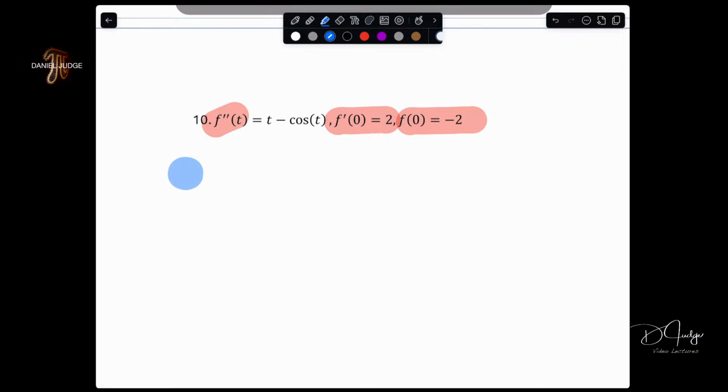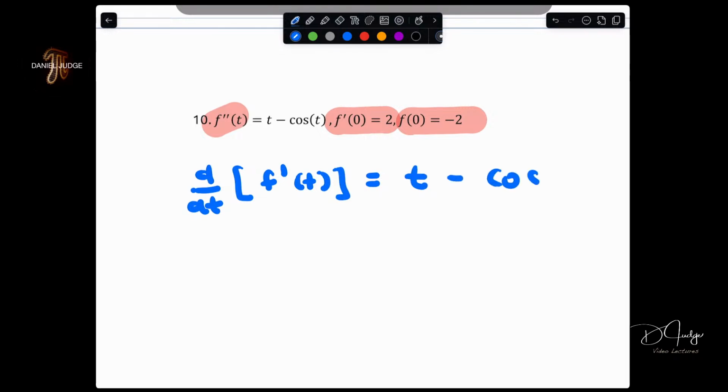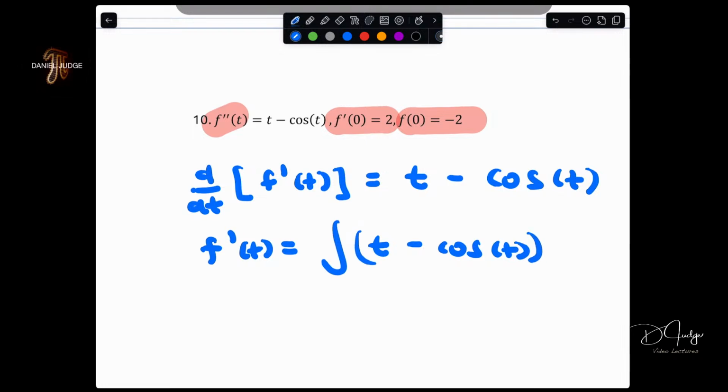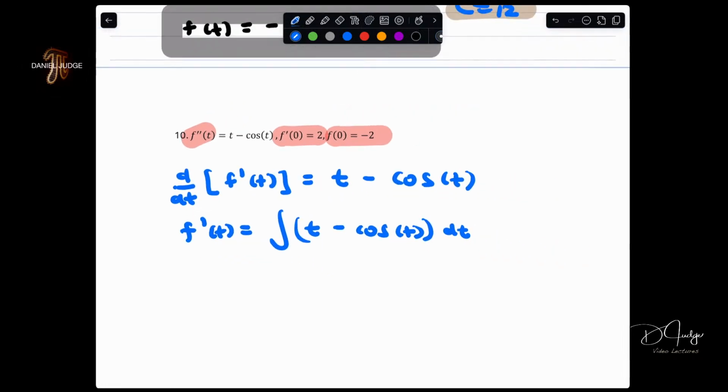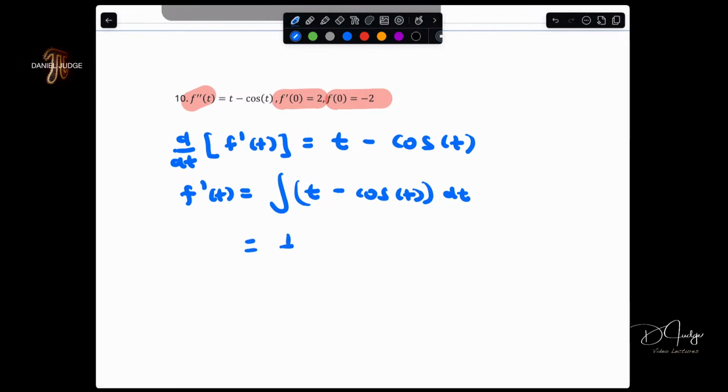So the variable's t here. We're going to differentiate, and we're just going to use notation. This is the definition of the second derivative. It's t minus cosine of t. So to find f prime of t, we have to integrate t minus cosine t with respect to the t variable. That's dt, which will be 1/2 t squared minus. All right, the antiderivative of cosine is sine.